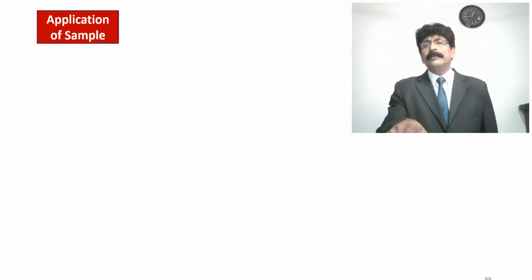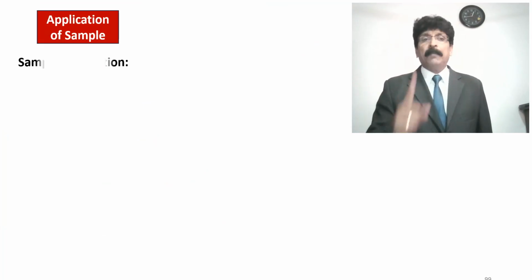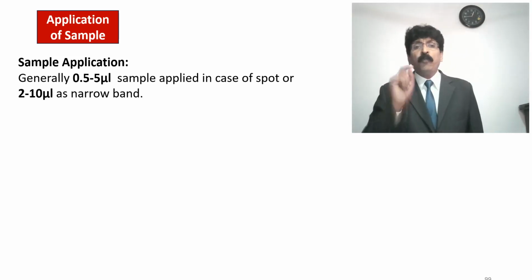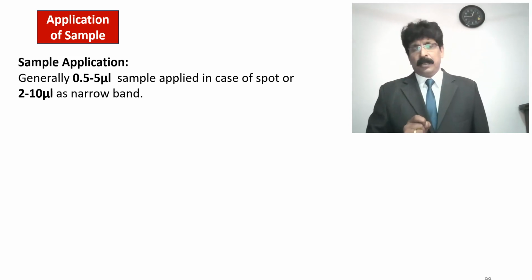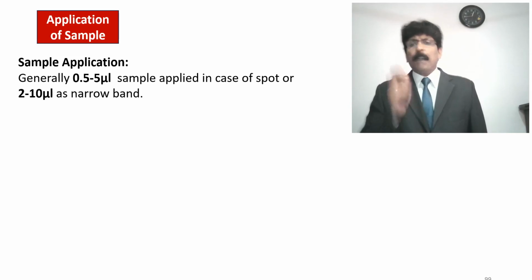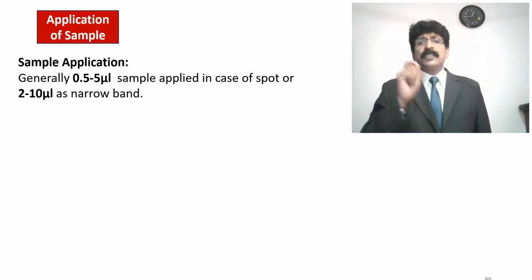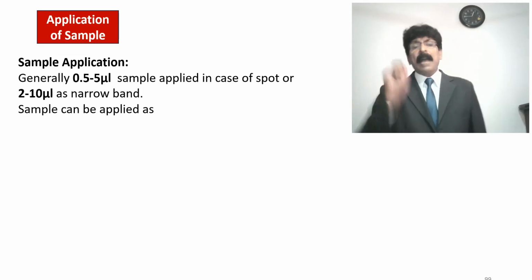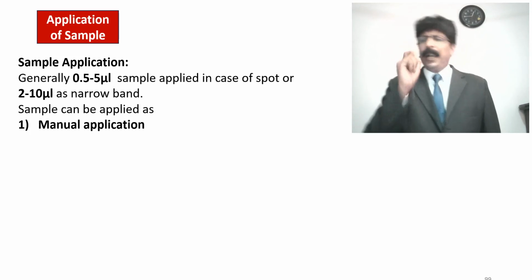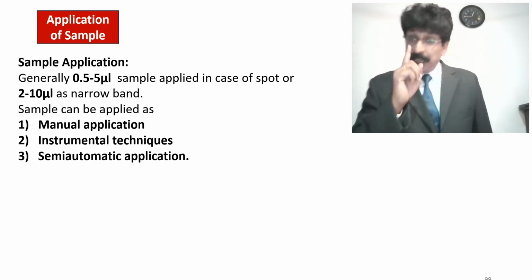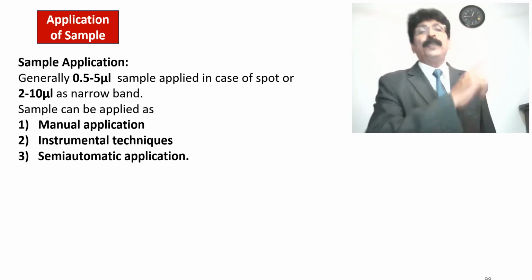Application of the sample: we did it in normal TLC by means of a capillary tube in the lab. Here we can also use a micropipette. Sample application is generally 0.5 to 5 microliters, very very small. It's not possible using a dropper, not even a capillary tube. Sample application as a spot, or even 2 to 10 microliters as a narrow band, can be done. Manual application with very minute micropipettes can be used. Instrumental techniques are there, with semi-automatic application in the HPTLC instrument itself.